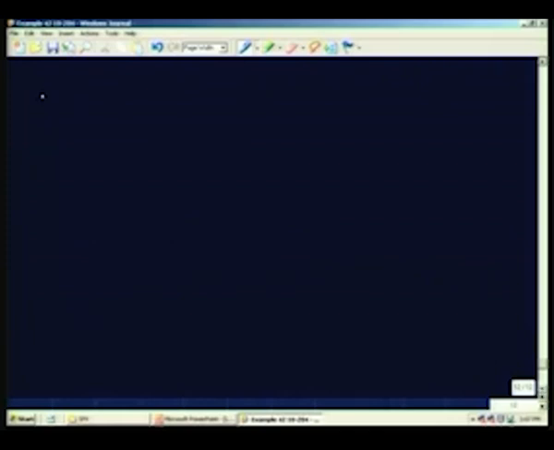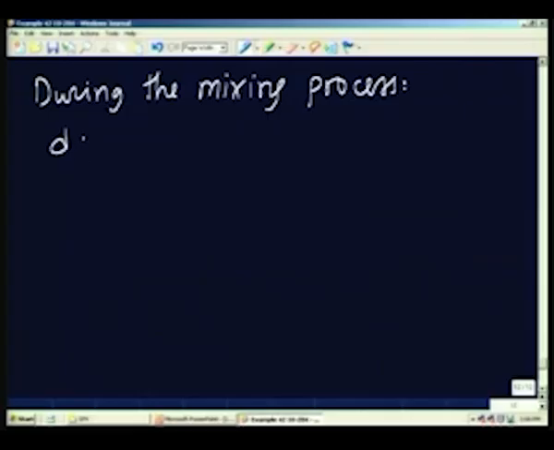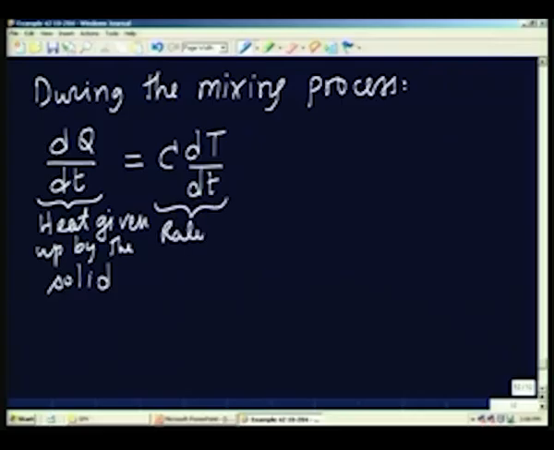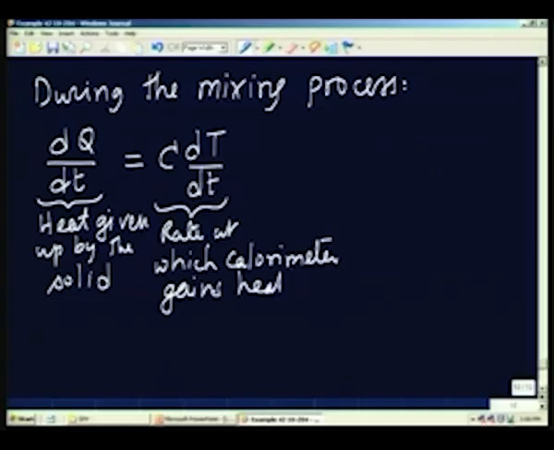The consequence is that during the mixing process, we can write the following equation: dq by dt, the rate at which heat is given up by the solid, must be equal to the rate at which the calorimeter gains heat, which is given by C dT by dt, plus the loss, which I will write as K into (T minus T1).